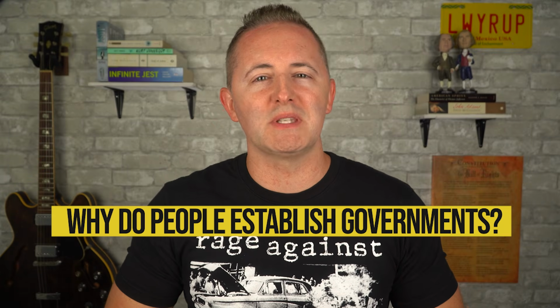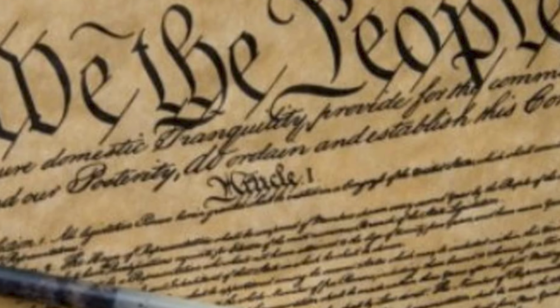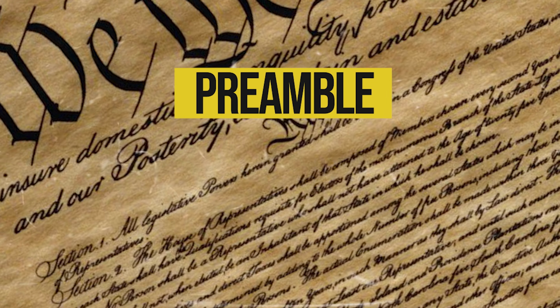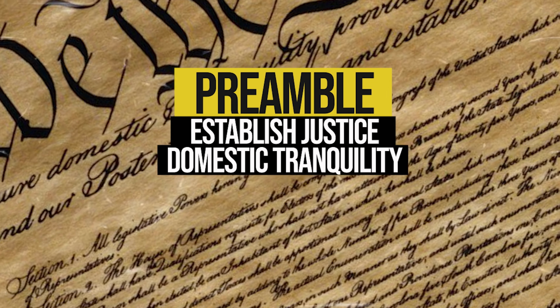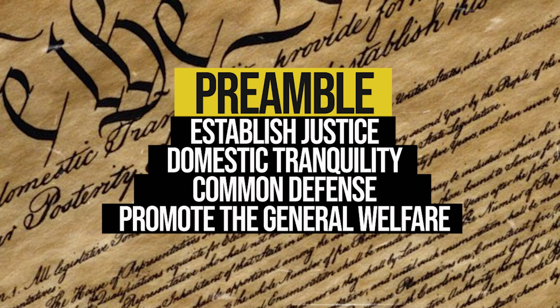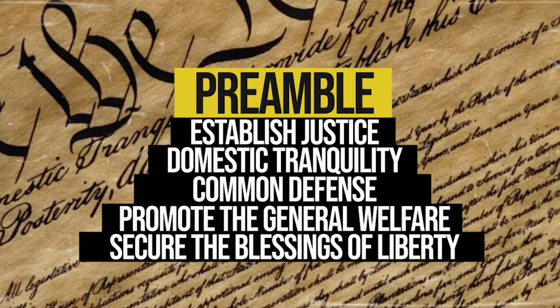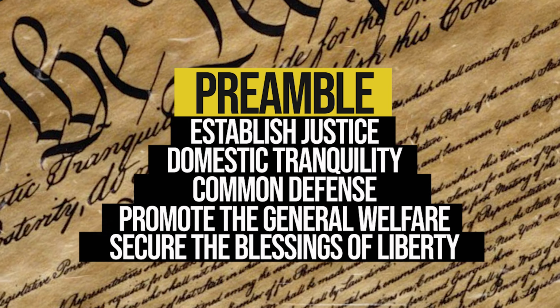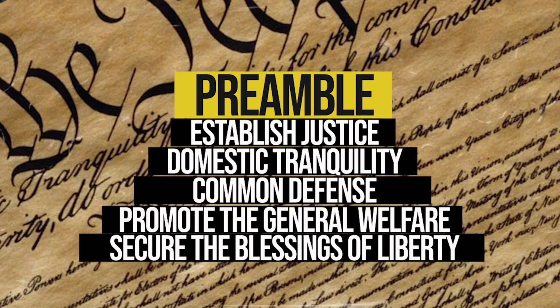A logical place to start is to ask, why do people establish governments, and what is the purpose of government? The preamble to the Constitution is super famous. You probably learned it back in middle school, when you thought you were like the coolest thing ever. But the preamble gives us the framers' purpose of government by listing 5 things that it needs to do: establish justice, ensure domestic tranquility, provide for the common defense, promote the general welfare, and secure the blessings of liberty. So justice, peace, and liberty, or freedom, are the main things, and those all seem like pretty good goals.